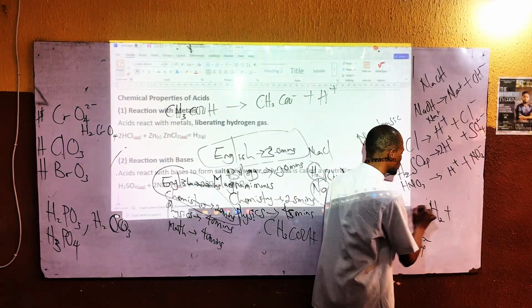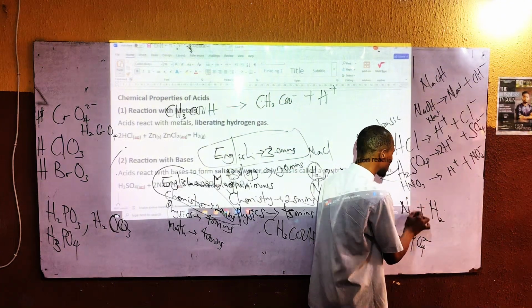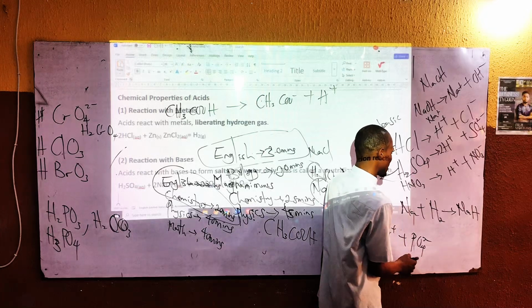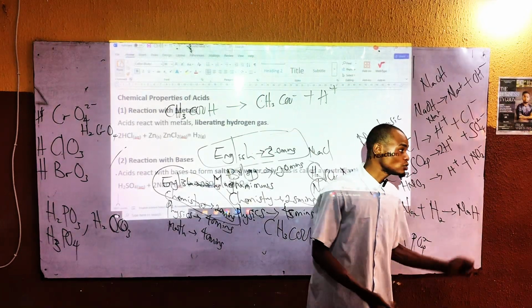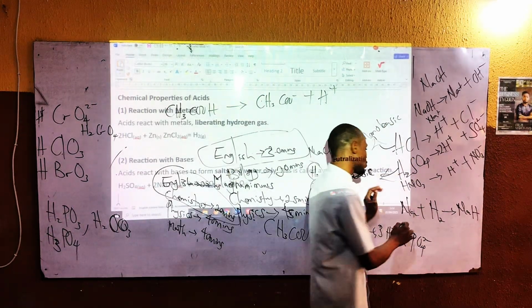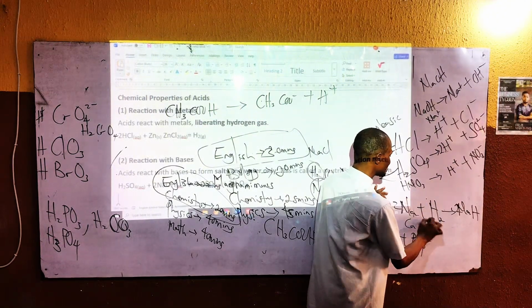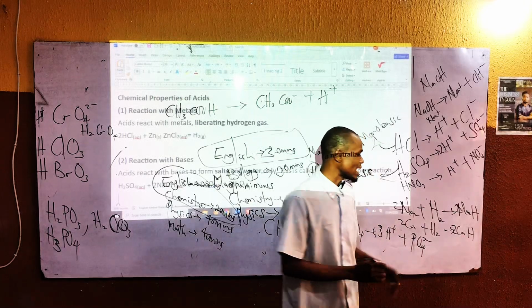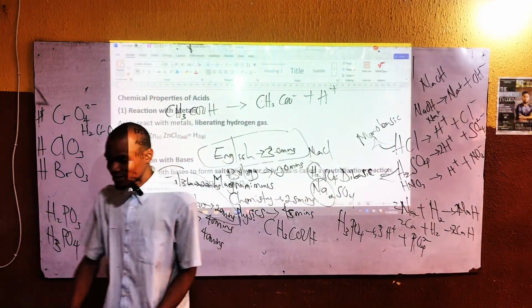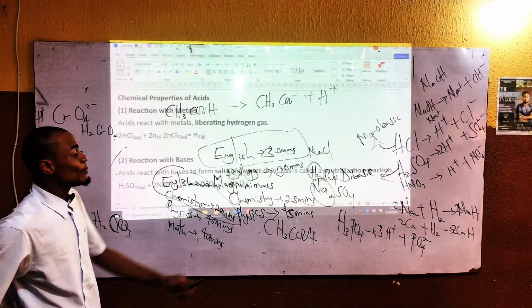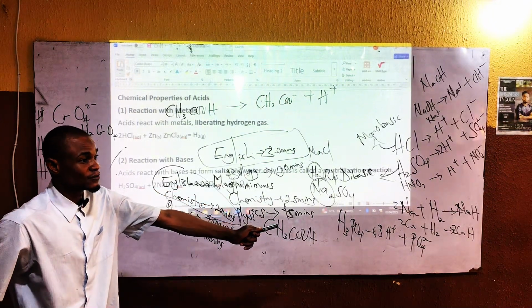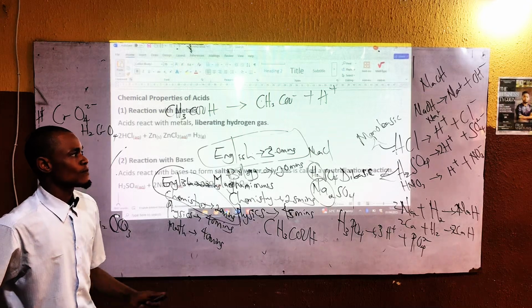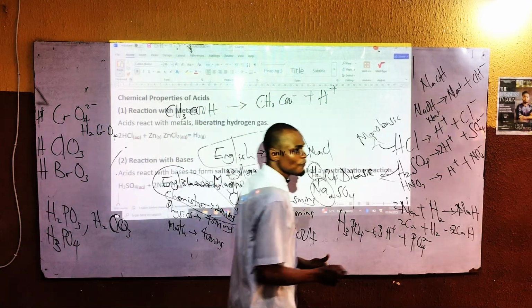Hydrogen gas can react with metal to form hydride. Sodium reacts with hydrogen to form sodium hydride. Calcium can react with hydrogen to form calcium hydride. Oxygen can also react with metal to form oxide.